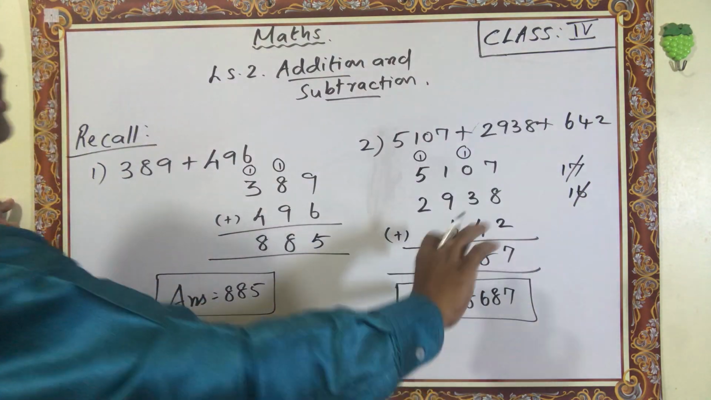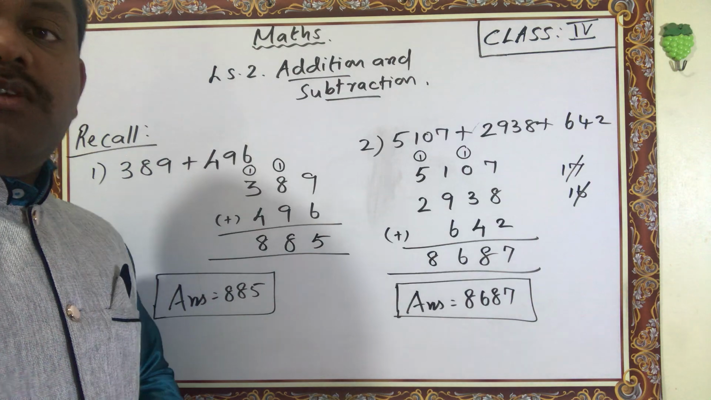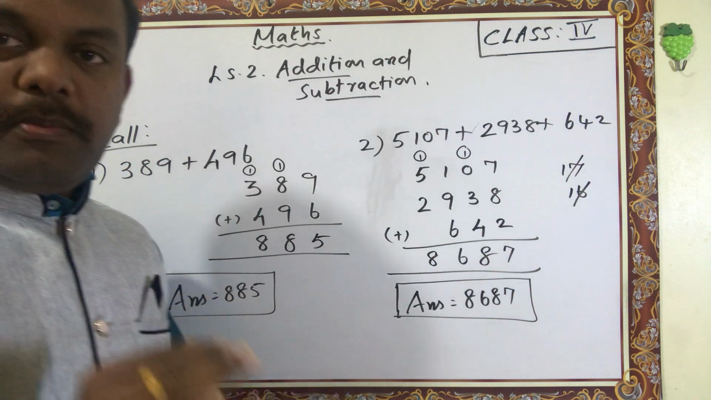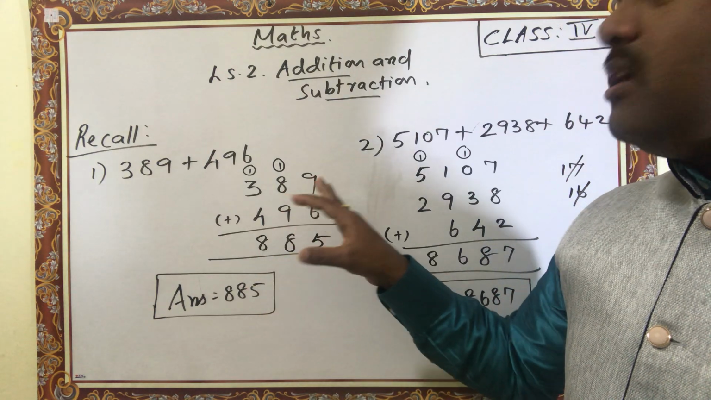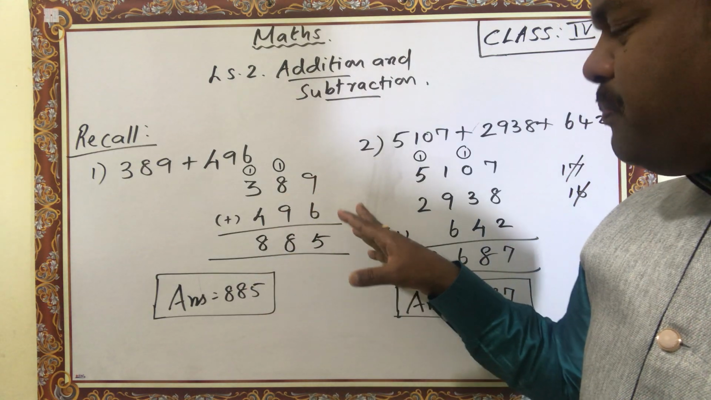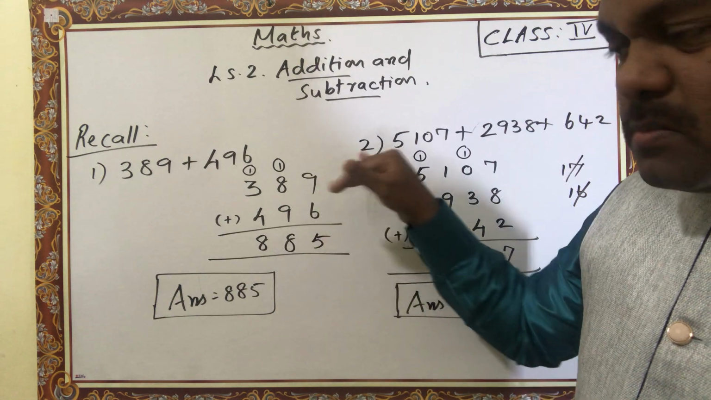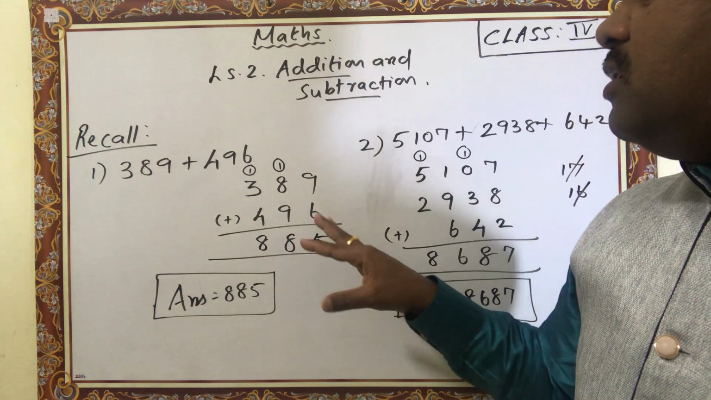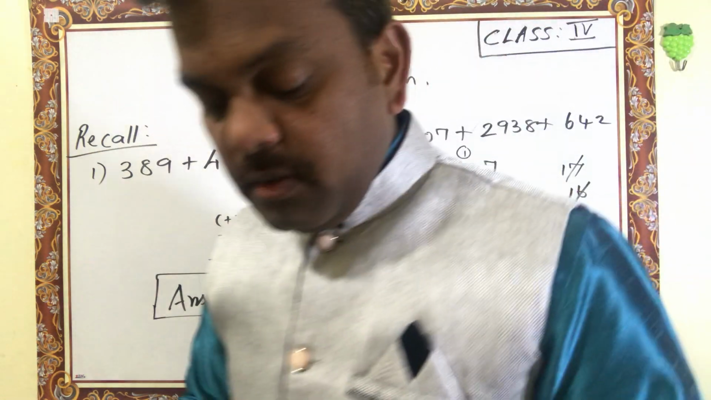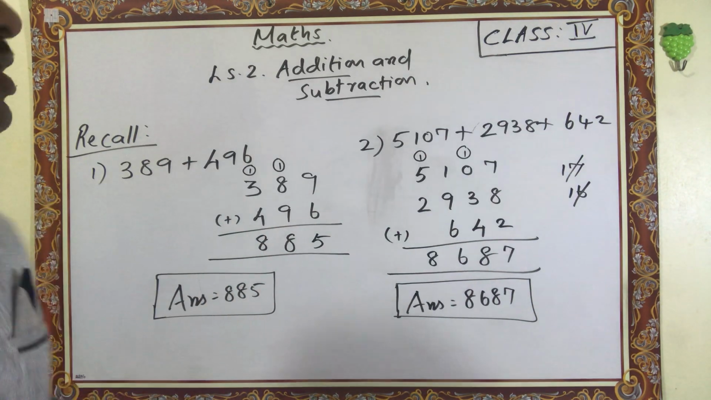If you are putting the answer in the box, it will be neat. Now understood? For adding or subtracting, you have to leave some space, then write. It is very easy to write. When you are checking your answer, you will not make any mistake. Understood? This is your recall exercises. Then from your book, exercise 2.1, I will give 2 questions.